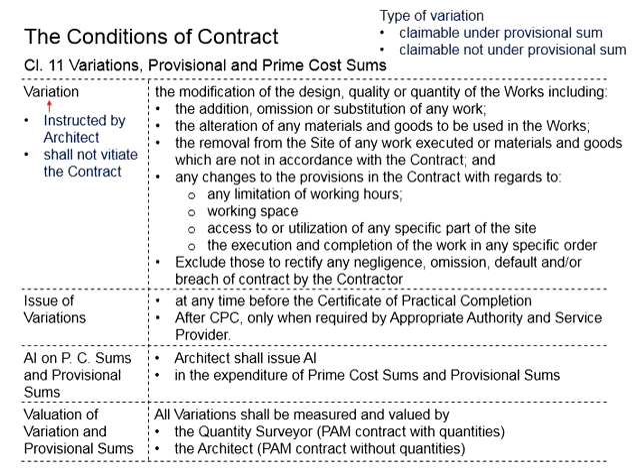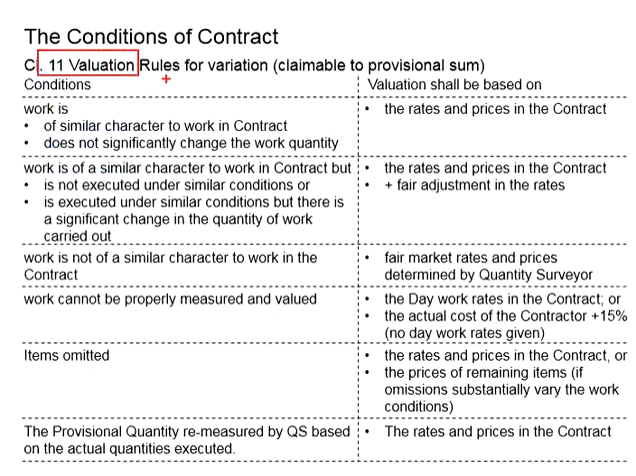If you refer to the videos that we have discussed previously on clause 11, we know that there are two types of variations. One is claimable under the provisional sum. Another is claimable not under the provisional sum. For the variations which are claimable under the provisional sum, there are some rules of valuation.